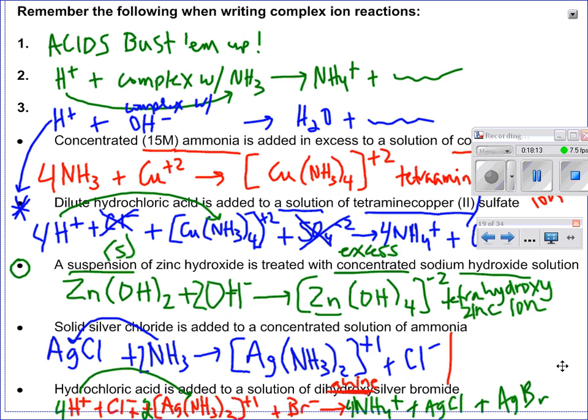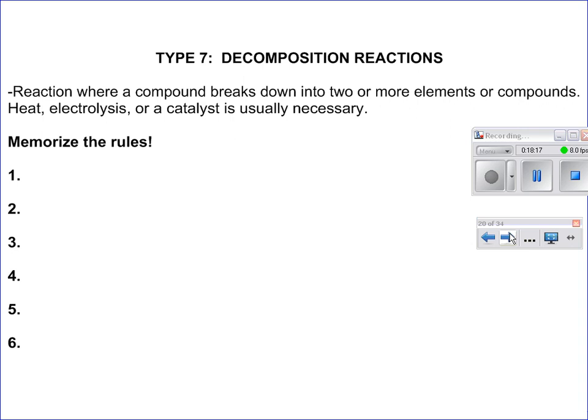So that's complex ions. Let's move on quickly to decomposition reactions. These are the easiest to recognize. But what would make a decomposition reaction easy to see when you read the problem? It's one reactant. That's it. Okay. So let me give you a couple common ones.